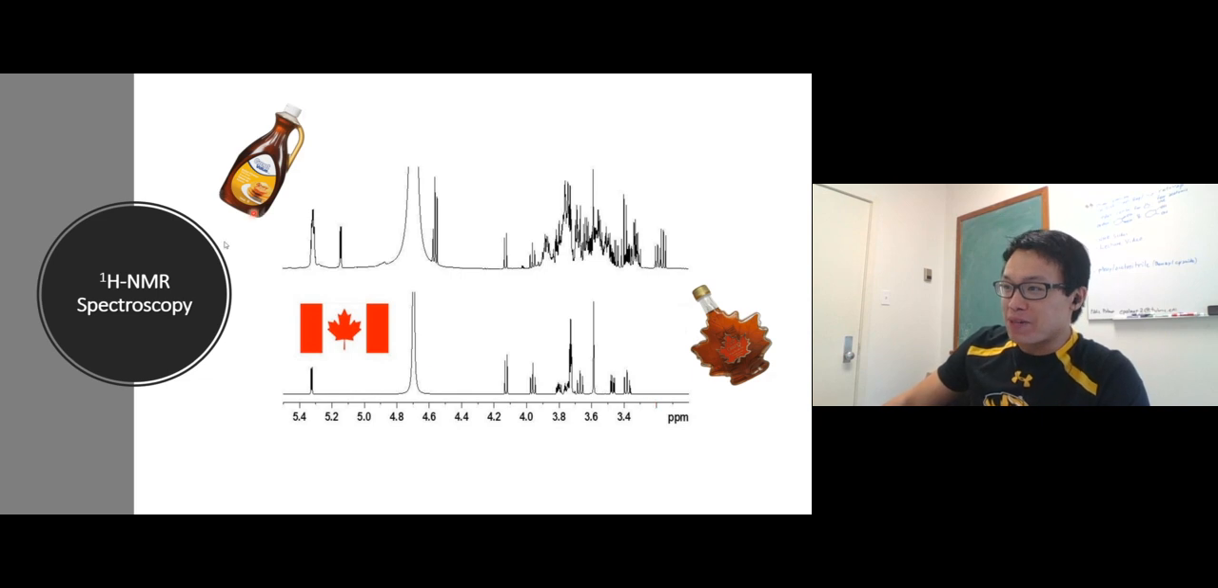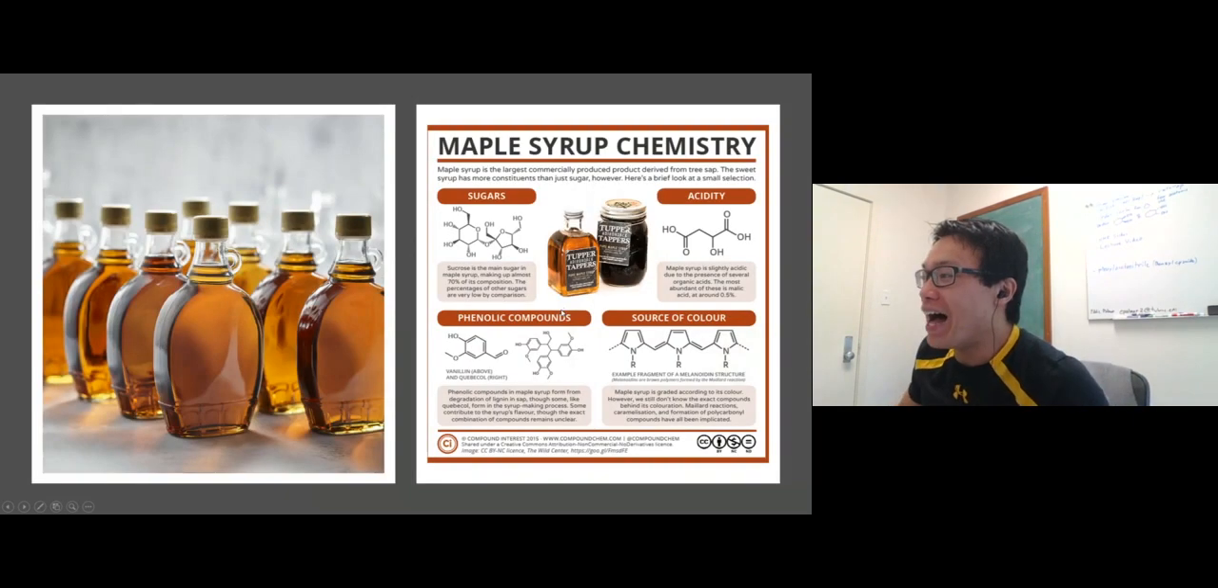We also have a syrup from Walmart. Probably have a lot of chemicals in there. So let's do... just a lot of signals. So anyway, just something that you can see. A little chemistry about maple syrup.